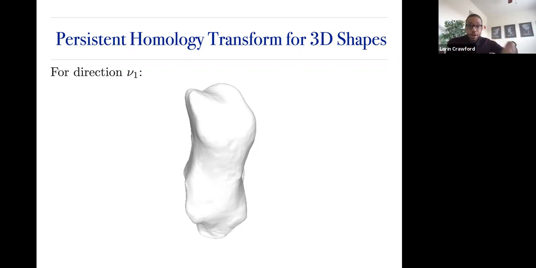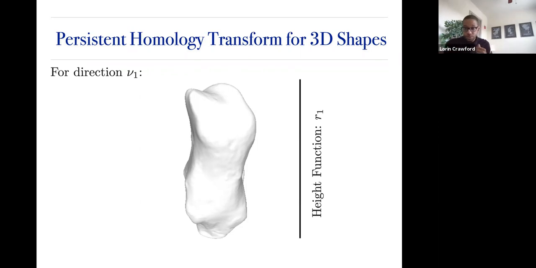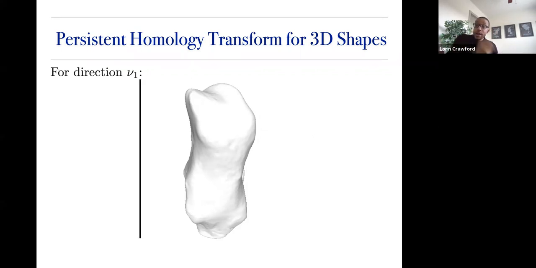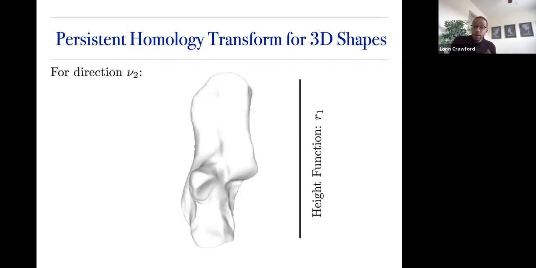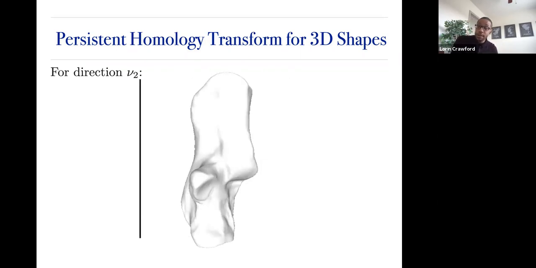This is a heel bone from a primate. I'm going to define a filtration function or a height function. I'm going to sweep over this object. I'm going to collect my persistence diagram. I save it for that direction. I'm going to rotate the object. I still have my height function. I'll sweep across that, and I'll do this over many directions of the unit sphere. So what you have for 3D shapes are collections of persistence diagrams, okay? And how you compare across shapes is you compare across these different collections of persistence diagrams, okay?